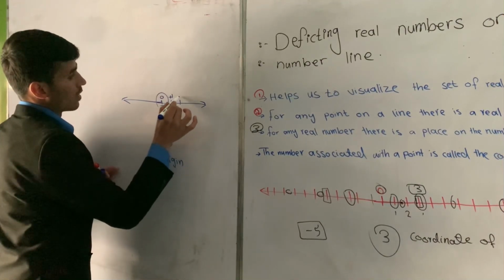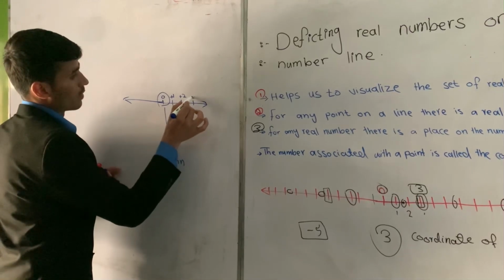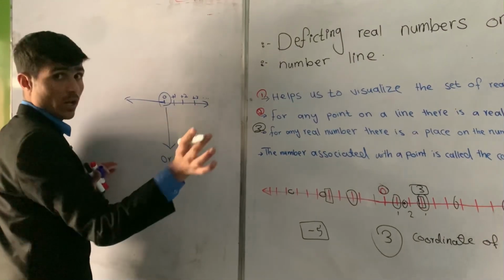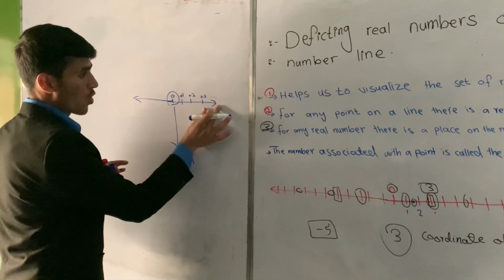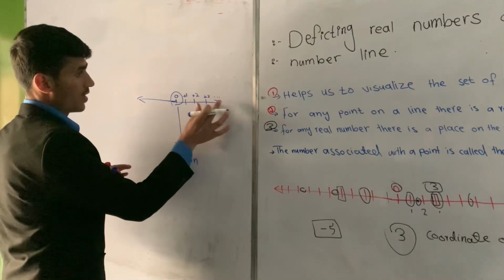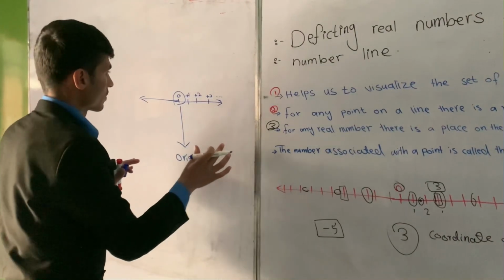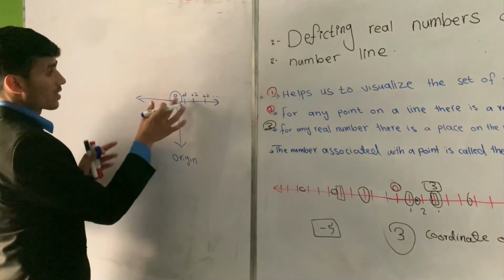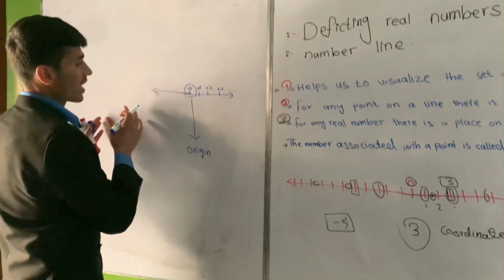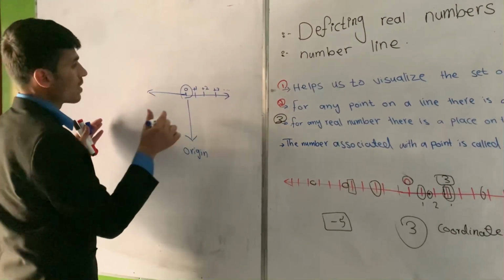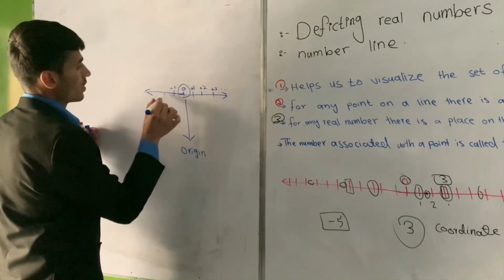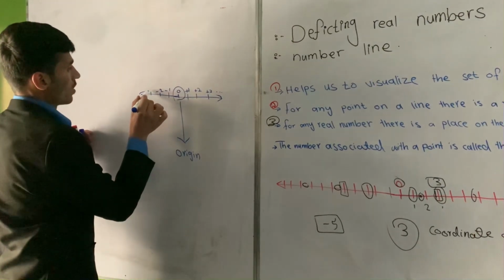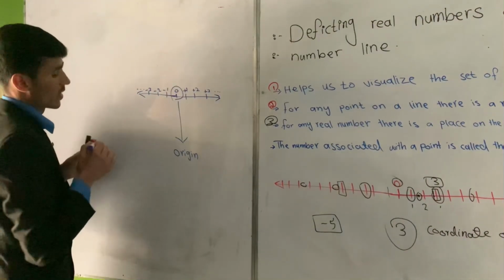+1, +2, +3, and so on. This arrow means that these digits never terminate. It goes infinitely. To the left of the 0, there lie on the number line all negative numbers: -1, -2, -3, and so on.